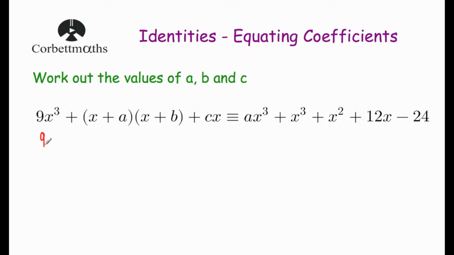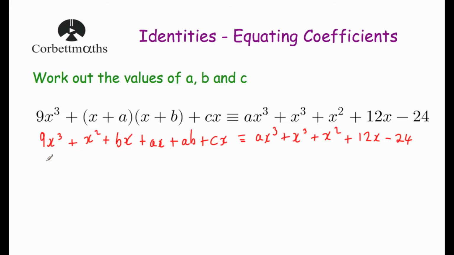So we're going to get 9x cubed plus, now x times x is x squared, x times b would be plus bx, a times x would be plus ax, and a times b is plus ab. And then we've got our plus cx, and that's equivalent to our right hand side.